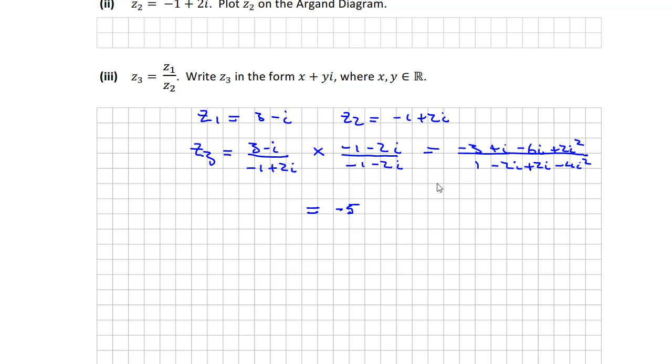We have plus i minus 6i is -5i. Divide that by, these two numbers will cancel. i squared is -1, so this is going to be +4, and 1 is 5. And that is equal to -1 minus i.